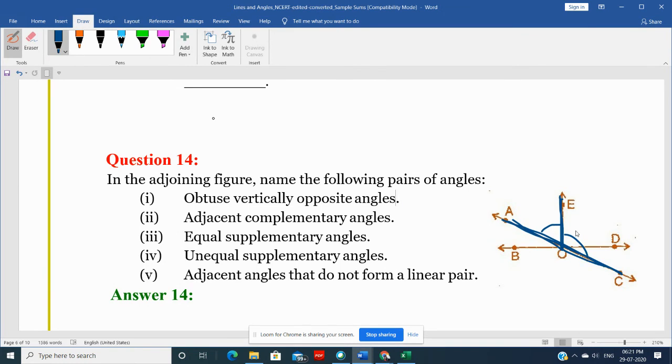So this is how. Next is adjacent angles that do not form a linear pair, right? See, it can be this and this also, or it can be this AOE and EOD, this also, right? So multiple angles you can take. So this is how we are coming to an end for this exercise 5.1.